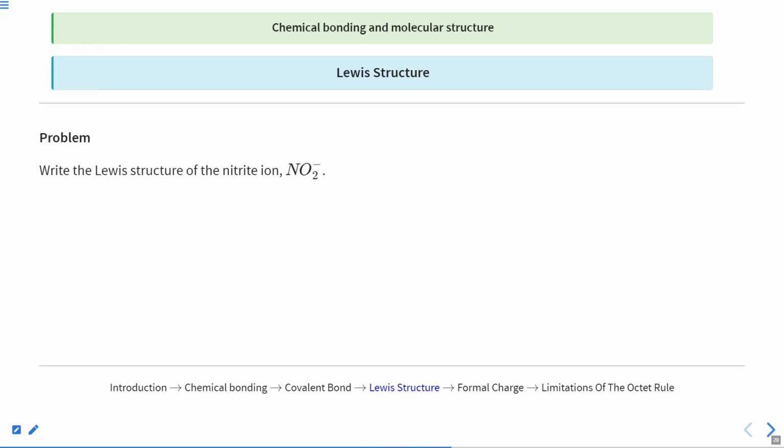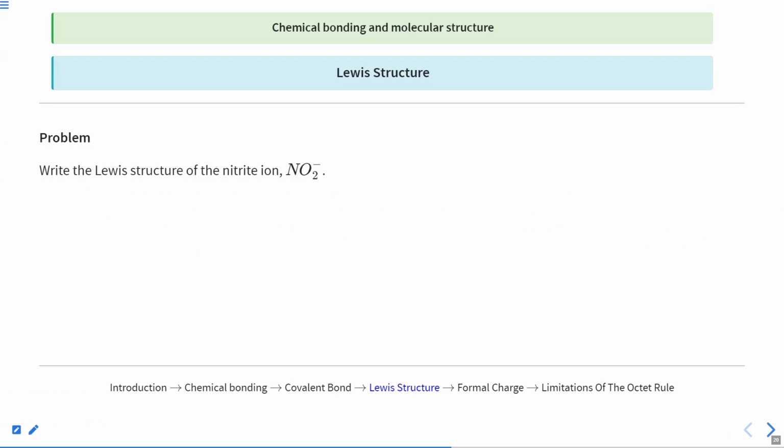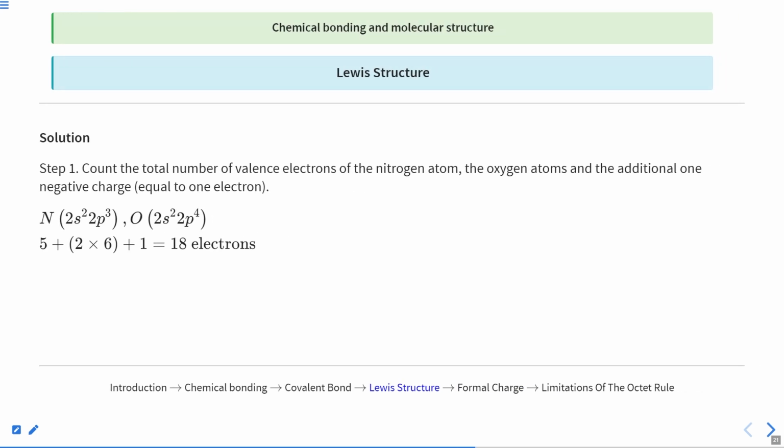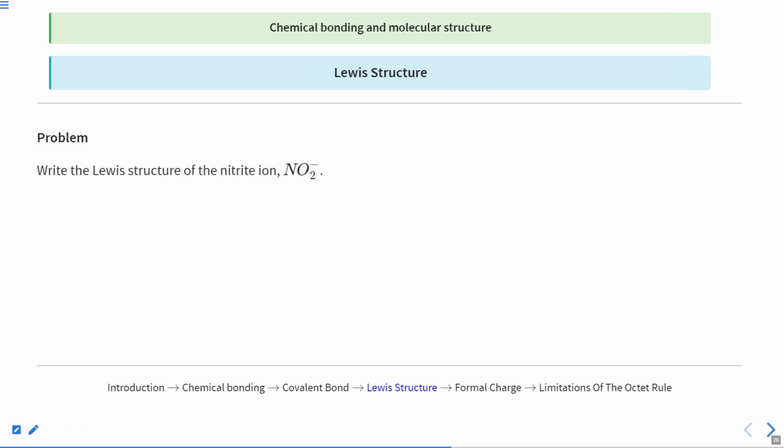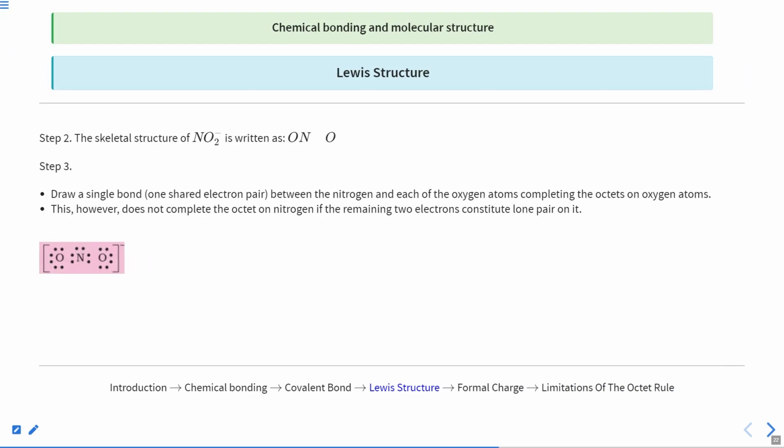Next, write the Lewis dot structure of the nitrite ion, NO2 minus. First of all, count the number of electrons. It has 18 electrons in total, including the charge. So we are counting the charge also: 5 from nitrogen, and 6 from each of the 2 oxygens, so 6 to 12, and 1 for the negative charge. That will give you a total of 18 electrons, right?